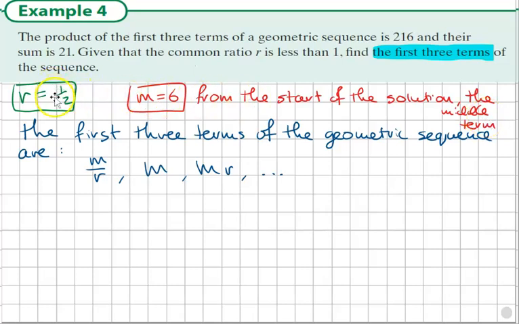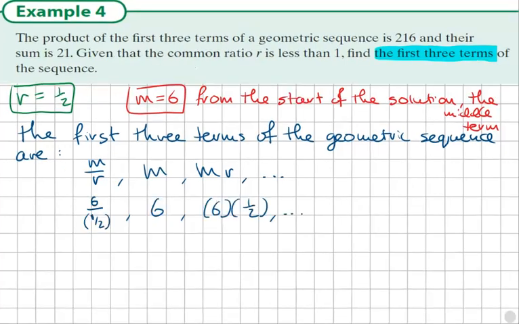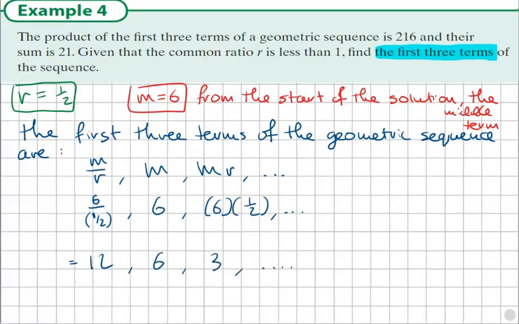So now we just sub r and m into our 3 terms. So we get 6 divided by a half, comma 6, comma 6 multiplied by a half. And we get 12, 6, and 3. So these are the first 3 terms of this geometric sequence. So 6 ended up being the middle term. We worked that out at the start. And then the common ratio is a half. So we're multiplying by a half each time.